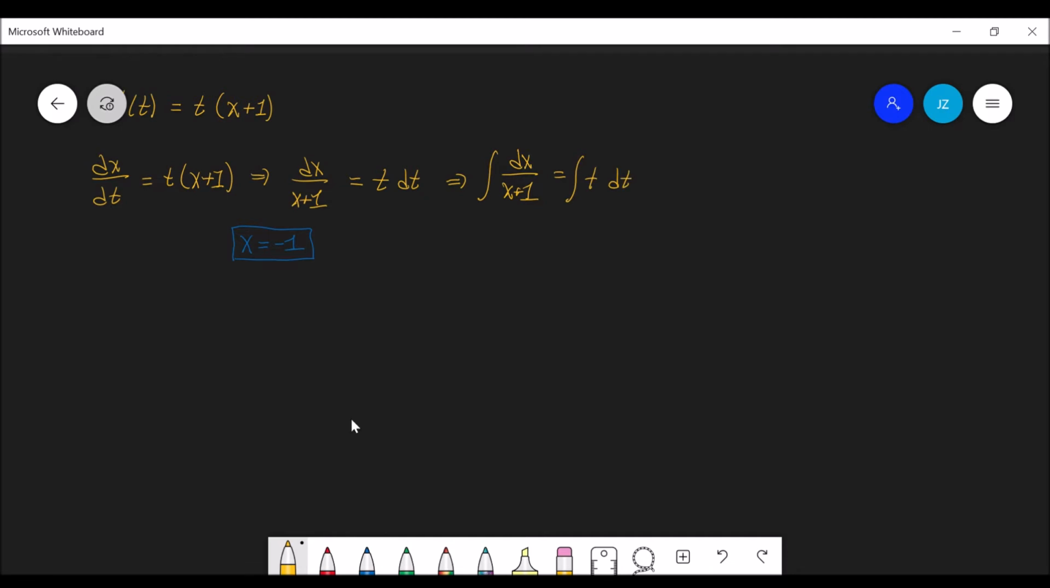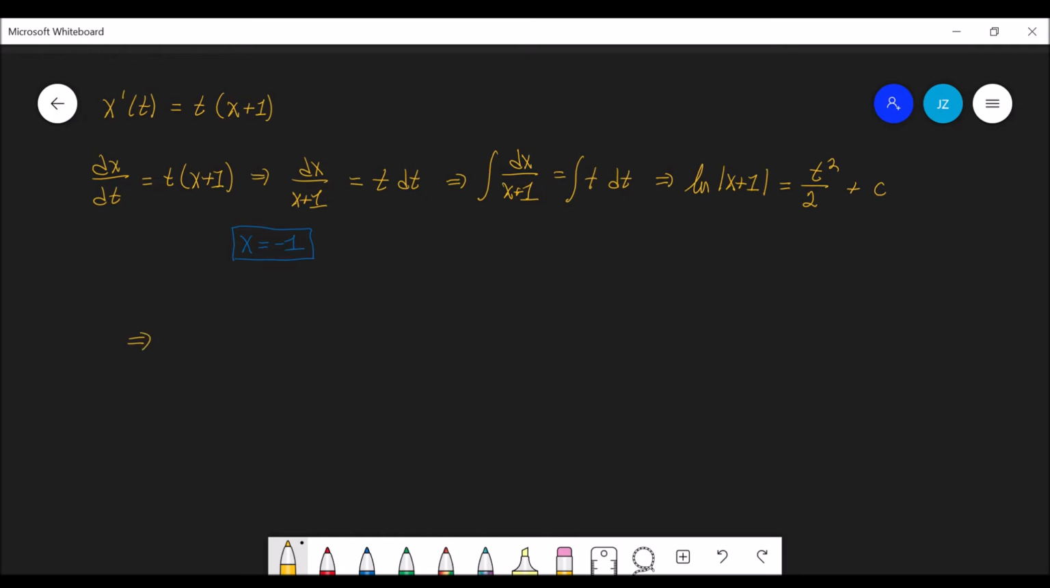And you should remember from calculus that the integral of dx over (x plus 1) will be the natural log of the absolute value of x plus 1. And the antiderivative of t is t squared over 2. And now let's add in a constant of integration. We now need to solve this for x.